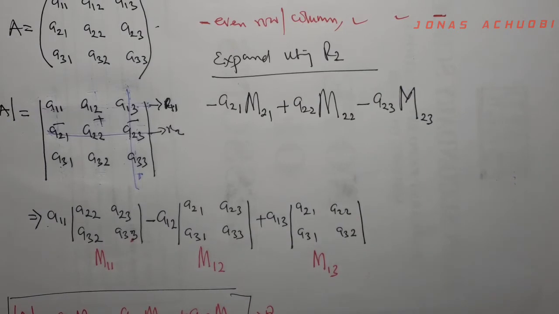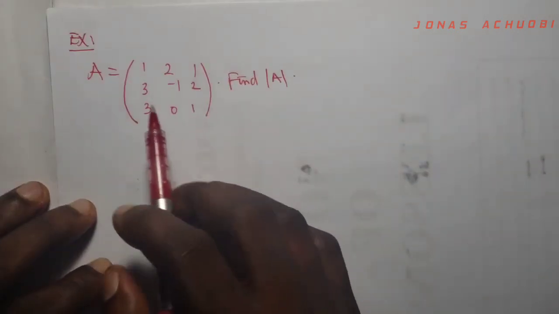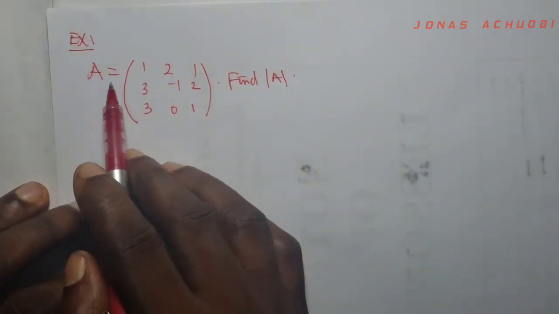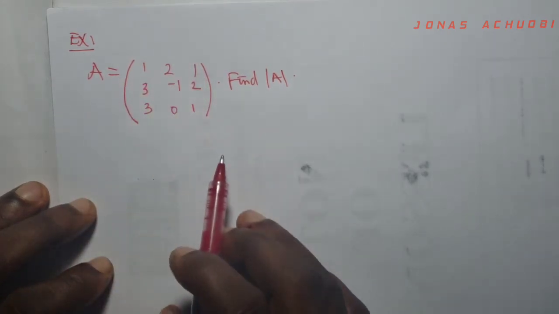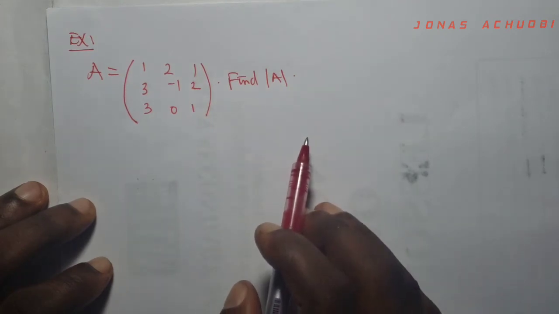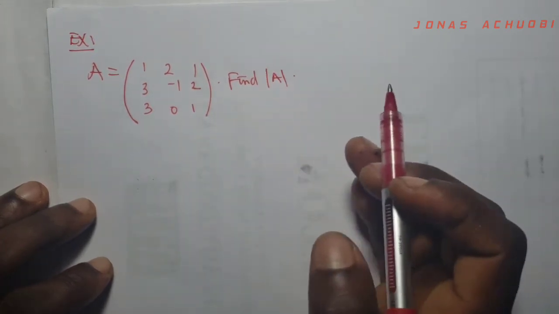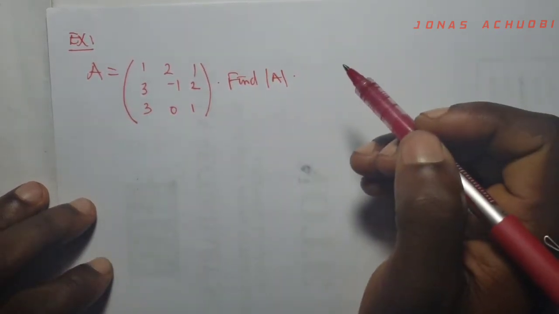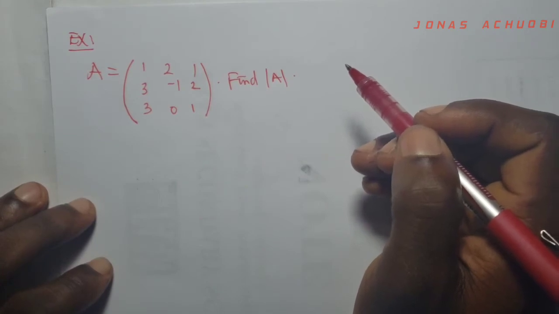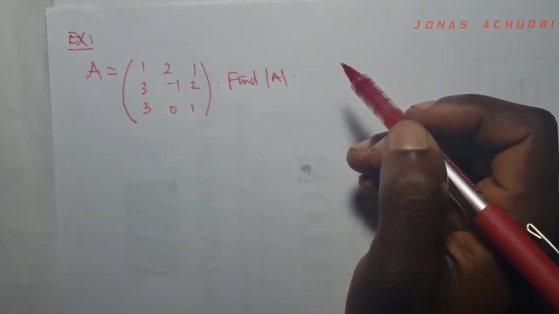Okay, it's now time for examples. Here we have matrix A, and that's a 3 by 3 square matrix with the following entries. We're asked to find the determinant of matrix A. And the first question is, is it possible to find the determinant of matrix A? The answer is yes. And why is it so? It's so because matrix A is a square matrix, and we have said already that we can only define determinants on square matrices.